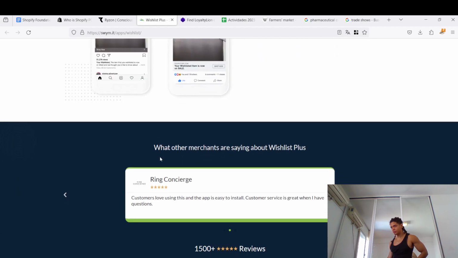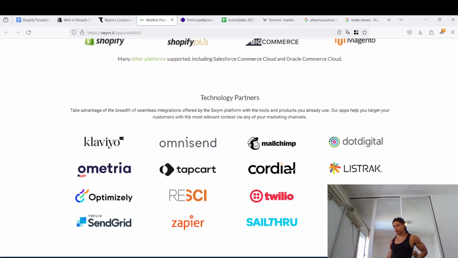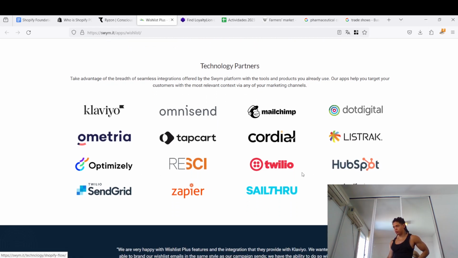Platform integration, exactly. In Shopify, Shopify Plus, and BigCommerce, as well as Magento. Technology partners: Klaviyo, Omnisend, Mailchimp, Dotdigital, Ometria, Tapcart, Cordial, ListTrack, Optimizely, Twilio, HubSpot, Shopify Plus, Flow, Sell-Through, Zapier, and SendGrid.